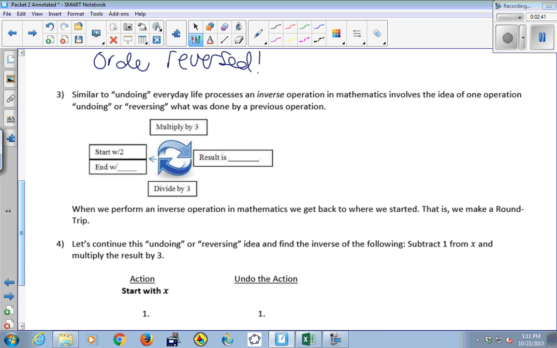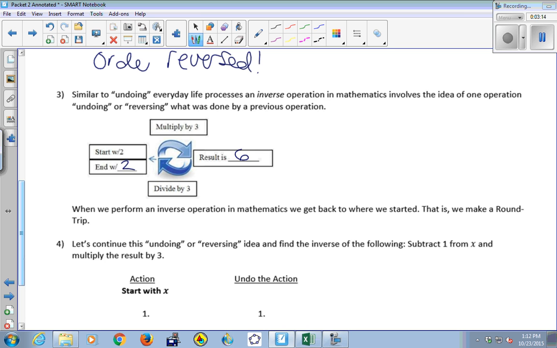All right, so math undoing processes work the same way. So we call these inverse operations. One operation undoing another. So if you start with a 2 and multiply by 3, you get a 6. If you want to undo that, you divide by 3, right? Because undoing multiplication is division. So you divide by 3 and you end with a 2. So we call this a round trip, right? When you do an inverse operation in mathematics, we get back to where we started, or we make a round trip.